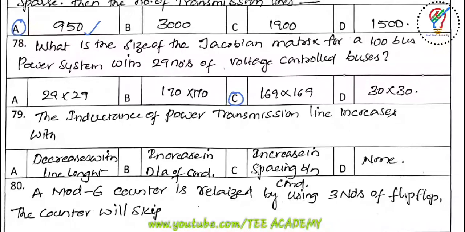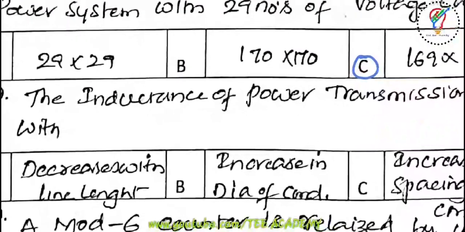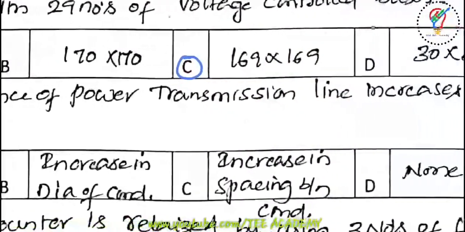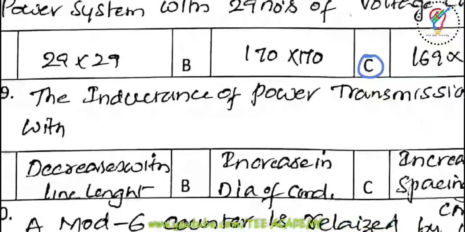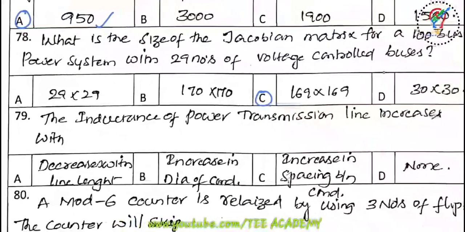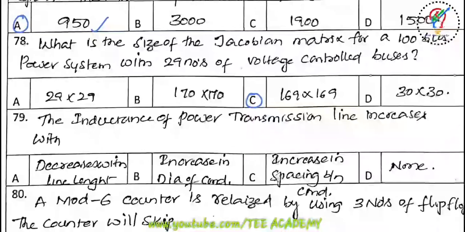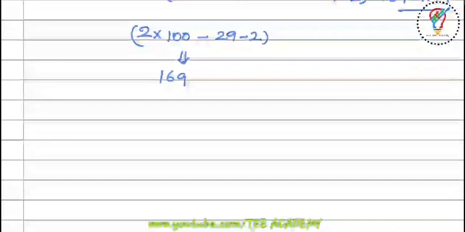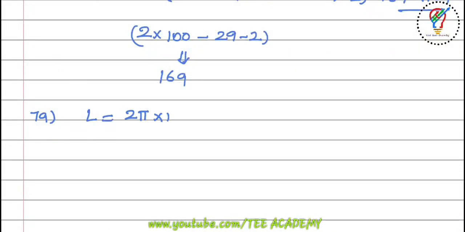Next one, 79th question. The inductance of a power transmission line increases with dash. The basic formula for this question, question number 79, is L equal to 2 pi into 10 power minus 7 natural logarithm of GMD by GMR. It's a basic formula here.